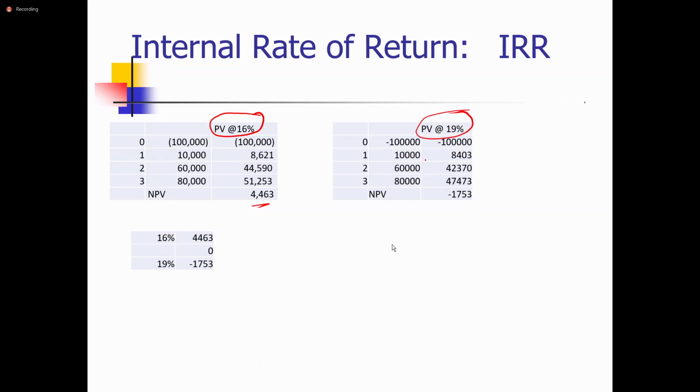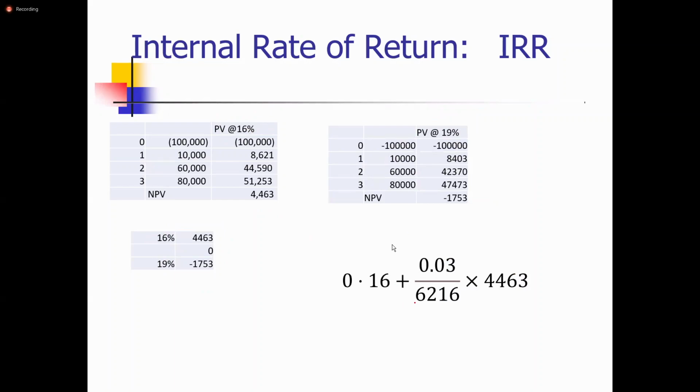Then I will calculate the NPV at 19%. You will see it is negative. Now positive and negative NPVs are there, so in between the positive and negative, 0 is there. Therefore this is my linear interpolation table. The range is okay now, and I want to calculate the rate of return when the NPV is 0. So I am using this linear interpolation method.